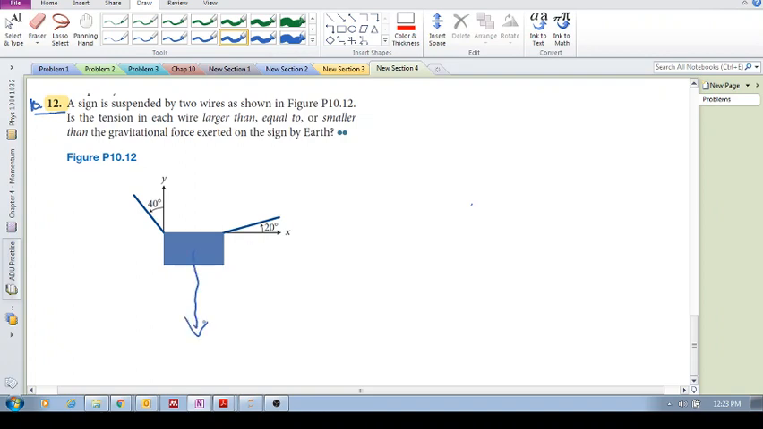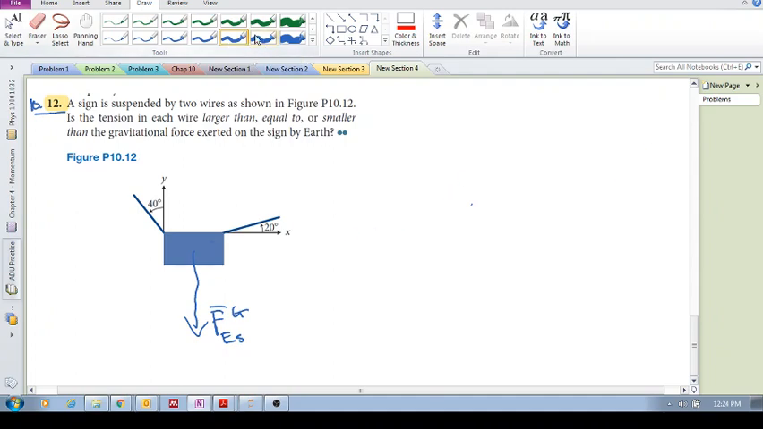So we know that we've got Fg pulling this down, right? Earth on the sign, okay? So this is gravitational force. And we know that these two wires are suspending it, right? So this sign is in equilibrium, so there's no acceleration in the x direction, there's no acceleration in the y direction. Okay, so what's happening in these wires in relation to this gravitational force? So what would be the first step? What do you think is the first step?